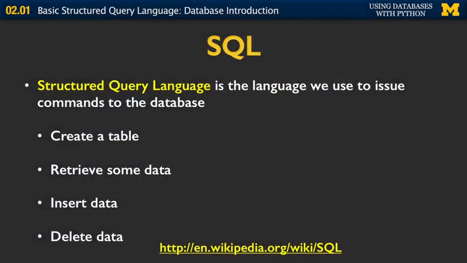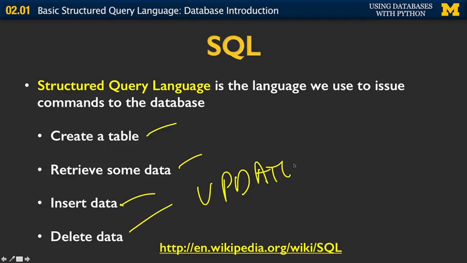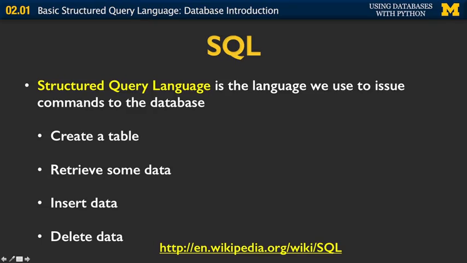So what SQL does is it has 4 basic functions. We call it CRUD: create, read, update, and delete. Update is missing here. CRUD. So that's a database term: create, read, update, and delete.